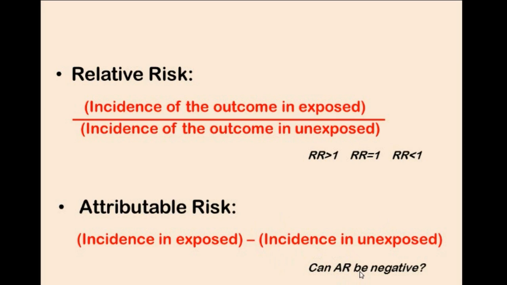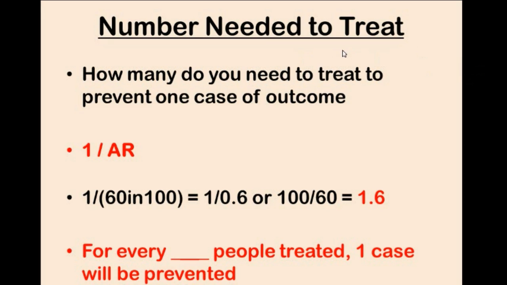Well, can attributable risk be negative? Well, yes, it can. Just like the relative risk, it can also be negative. So let's say the incidence in an exposed group was 10 and the incidence in the unexposed group was 70. In this case our attributable risk would be negative 60. Therefore, we could say that in the group that was not exposed, in other words, the non-smokers, we noticed 60 more cases of lung cancer, or you could say it the other way, that in the group that smoked, we noticed 60 fewer cases of lung cancer.